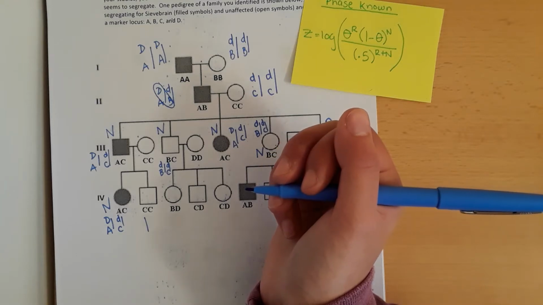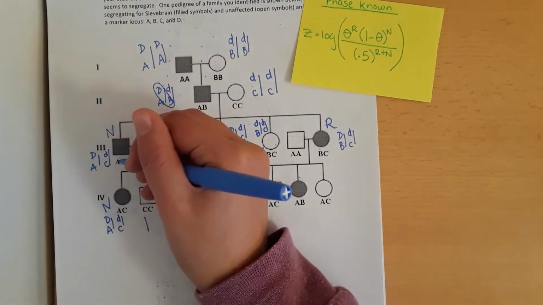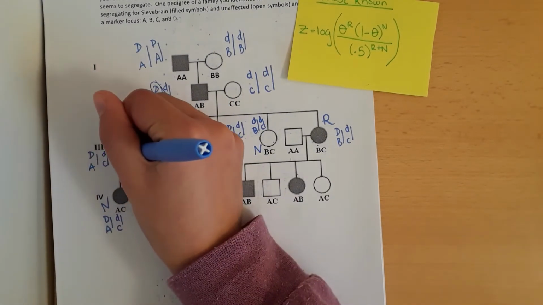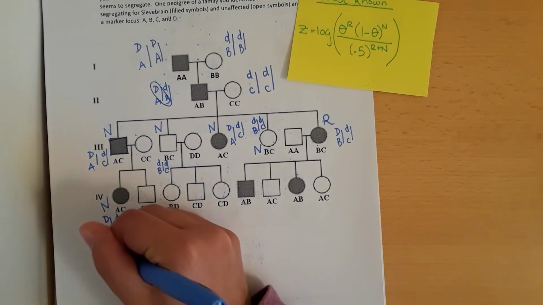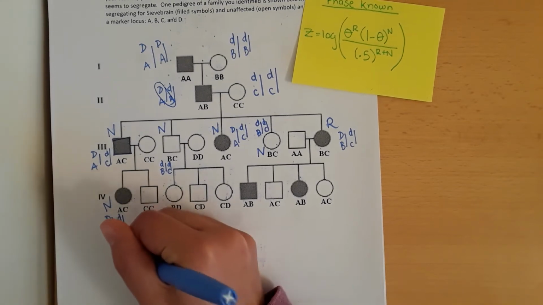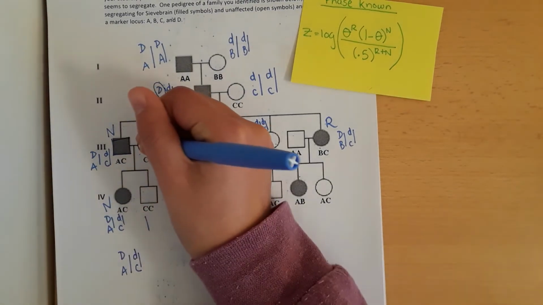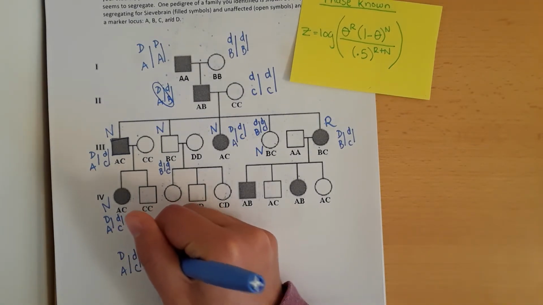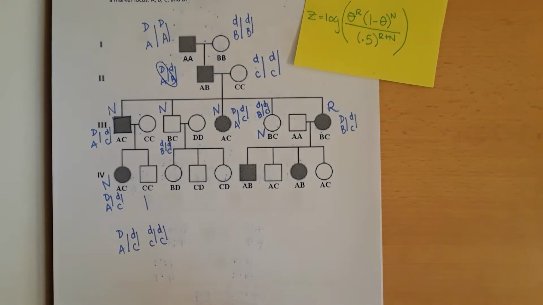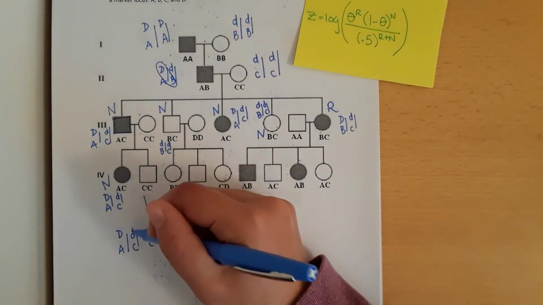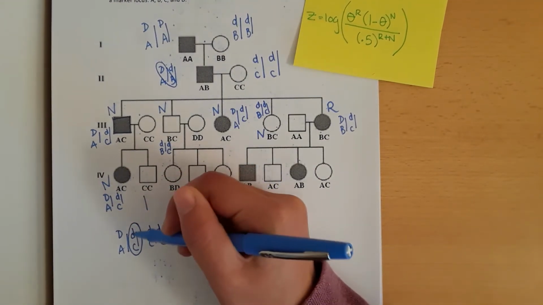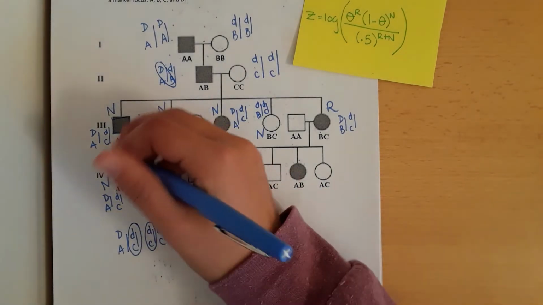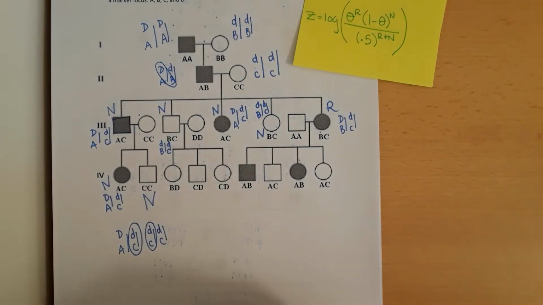And then here, we can actually set these people up. So this person has a D A and then a D C, and then the mom here, she's homozygous. She's always going to give a small d and a C. So then this child got a small d C from dad and then a small d C from mom. So this person is non-recombinant.